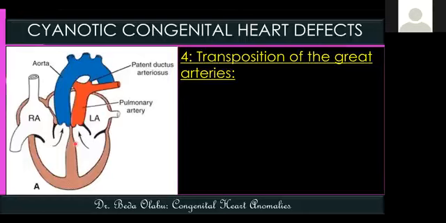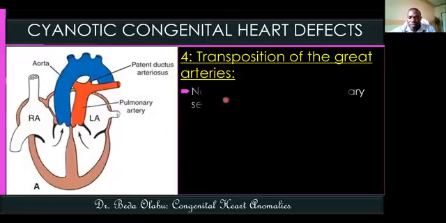There is a problem with the positioning of the arteries. The aorta is picking oxygenated blood from the right ventricle, and the pulmonary artery is collecting oxygenated blood from the left ventricle. Very good. Thank you, Tony.